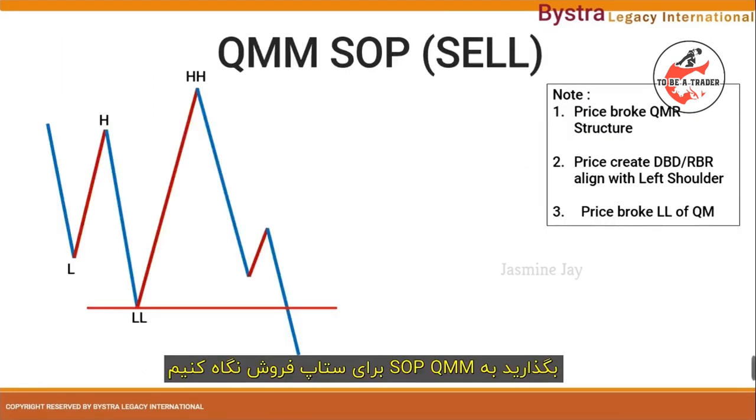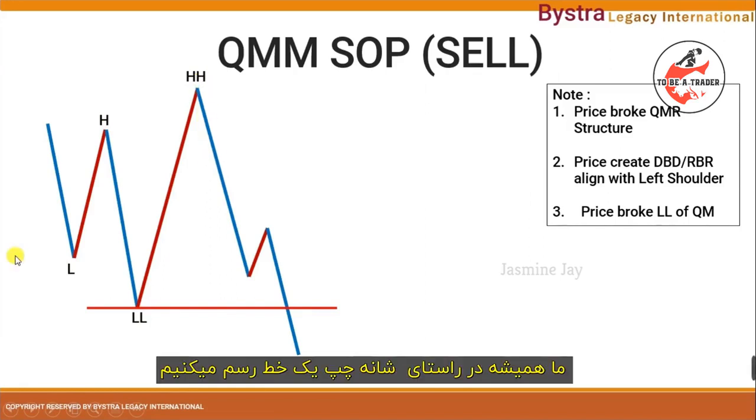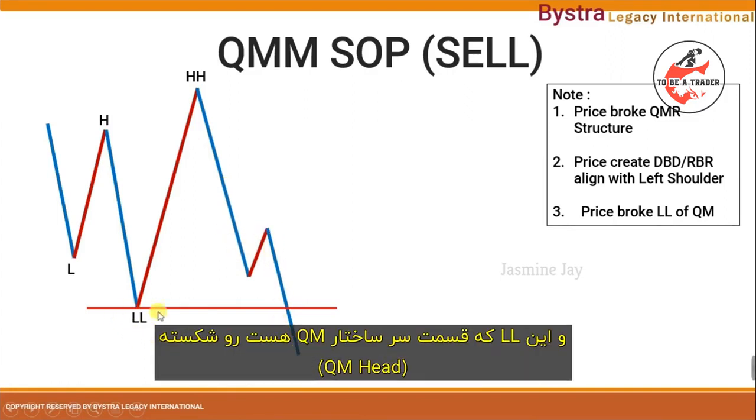Let's look at the SOP for QM manipulation for sell setup. As we can see here, there's a structure for QM, which is this one: the low, high, lower low, higher high. So normally on the QMR, we always sell aligned with this left shoulder. Instead, the price didn't react to this left shoulder, made a base drop, and continued downwards and broke this lower low, the QM head structure.